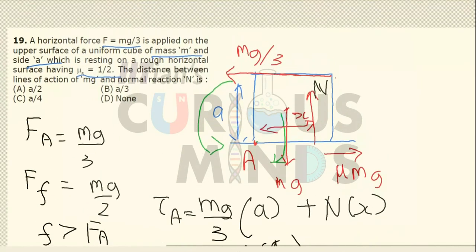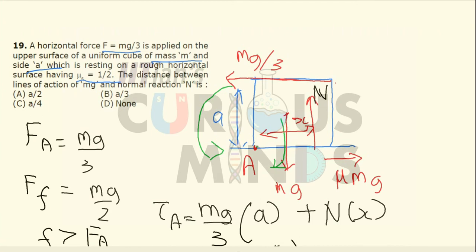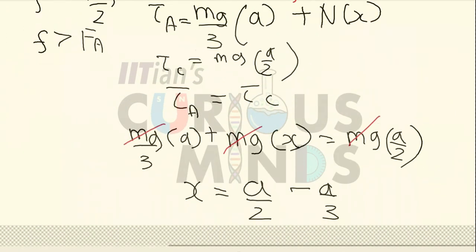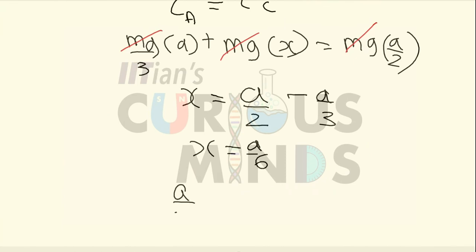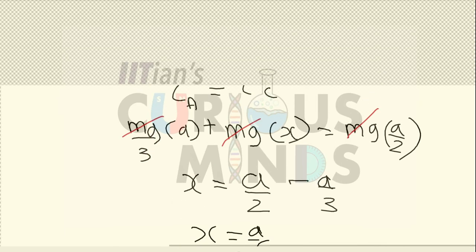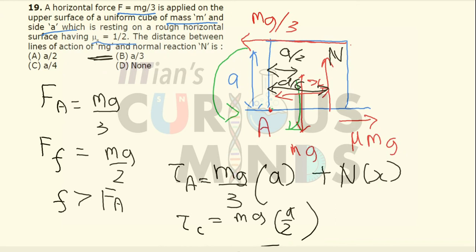They have asked the distance between the lines of action of mg and the normal force. mg has a distance of A by 2 and N has a distance of A by 6. So N will be on the left hand side as compared to mg, and the distance between them will be A by 2 minus A by 6, which will be equal to A by 3. Therefore the correct answer will be option number B. The normal force will act at a distance of A by 3 from the mg.